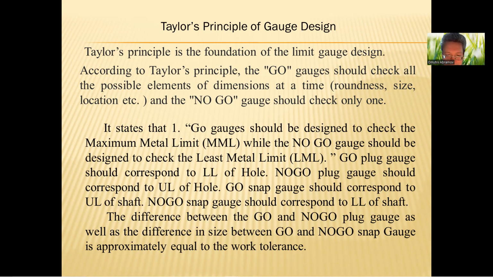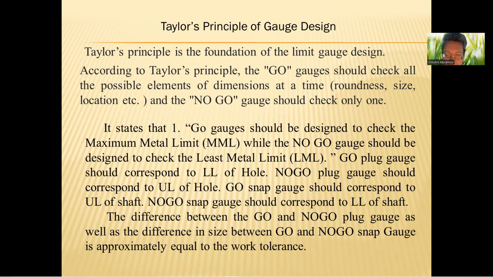Lower limit of shaft. So, one more time. Go plug gauge should correspond to lower limit of hole. No go plug gauge should correspond to upper limit of hole. Go snap gauge should correspond to upper limit of shaft. And no go snap gauge should correspond to lower limit of shaft.